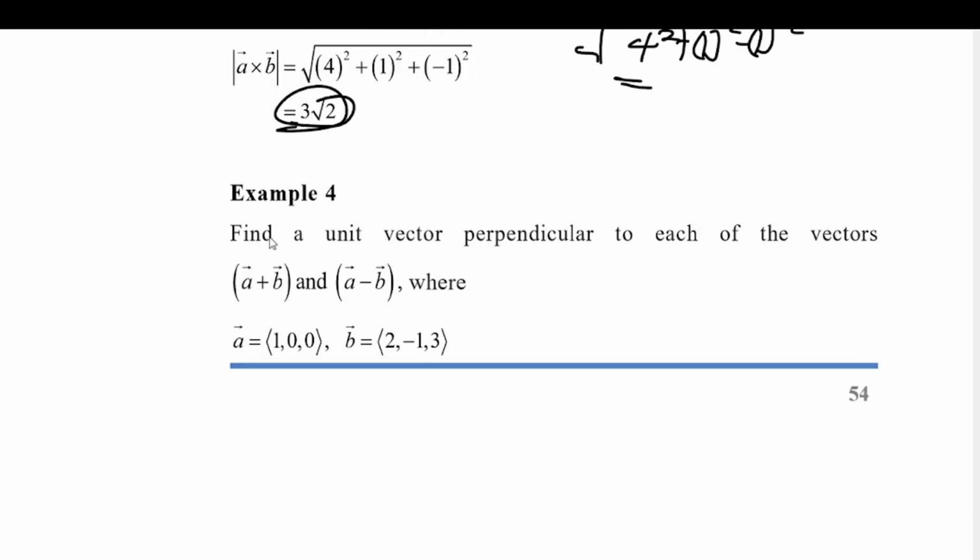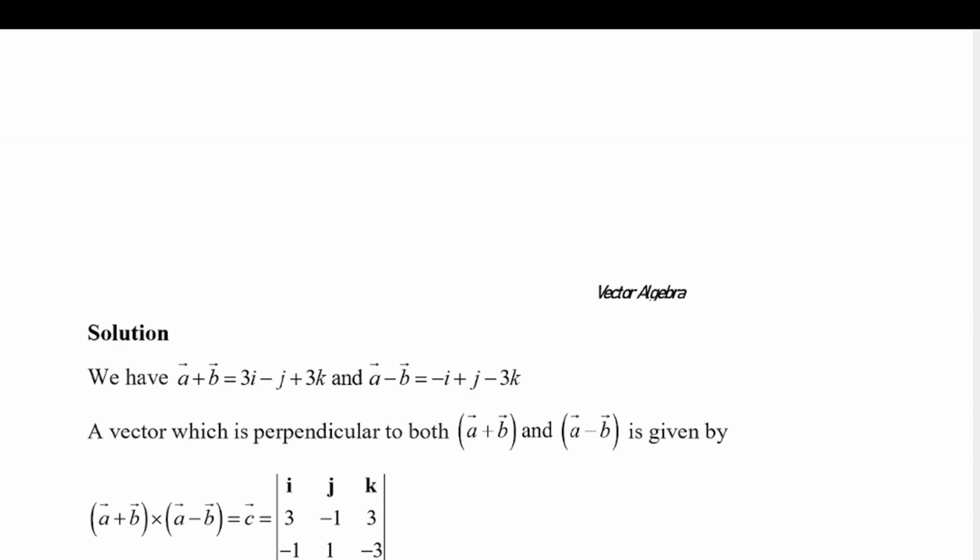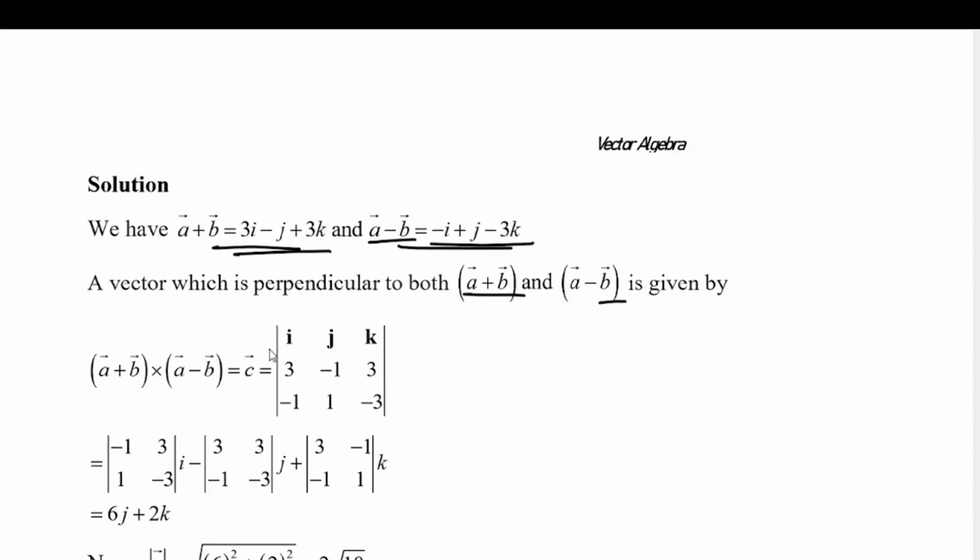The next question is to find a unit vector perpendicular to each of the vectors a plus b and a minus b, where vector a equals this, vector b equals that. So the first thing is to find a plus b and a minus b. Okay, so when you find the addition of a and b, you have this, and then a minus b, we have that. Now the next thing is to find the cross product of these two, a plus b, which is this one, and a minus b, which is this. So as usual, we arrange them using the determinant approach, and we have our final result here.